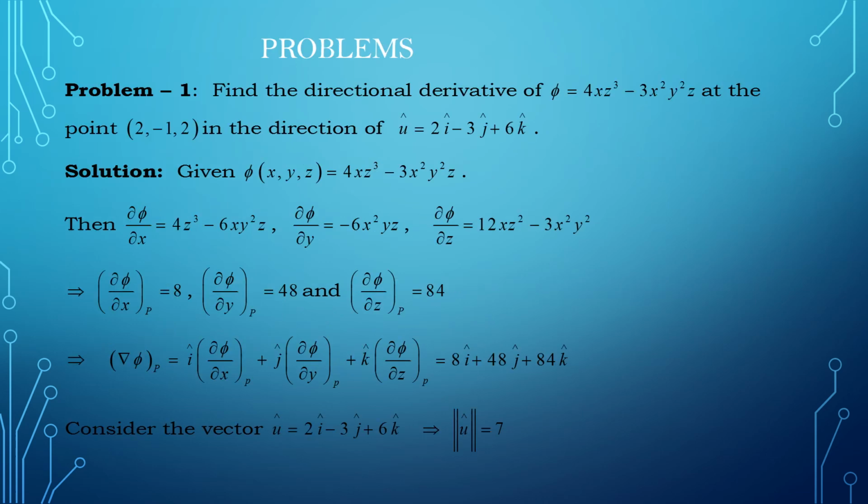We have seen the directional derivatives and tangent planes so far. Now we solve a few problems. In problem 1, they gave us a surface phi of x comma y comma z equals 4xz cube minus 3x square y square z. They gave us a point P (2, minus 1, 2) and a vector u cap equal to 2i cap minus 3j cap plus 6k cap.